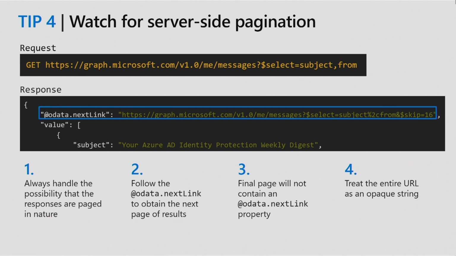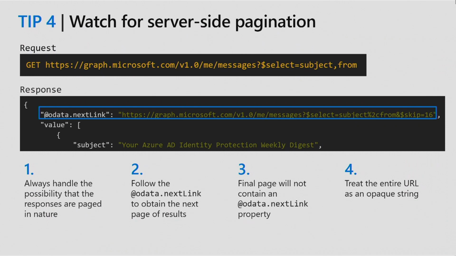And when you keep following those pages and retrieving the pages, at some point you'll get a page that doesn't have an @odata.next link. And that will say, okay, yes, you're done. You've got all that information. And don't forget, don't go looking into that URL and trying to extract information out of that next link. Treat it as an opaque string because there are scenarios where that link might actually change. So don't take a dependency on that.